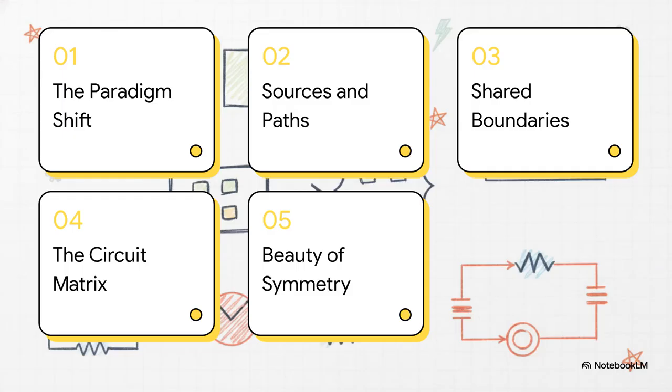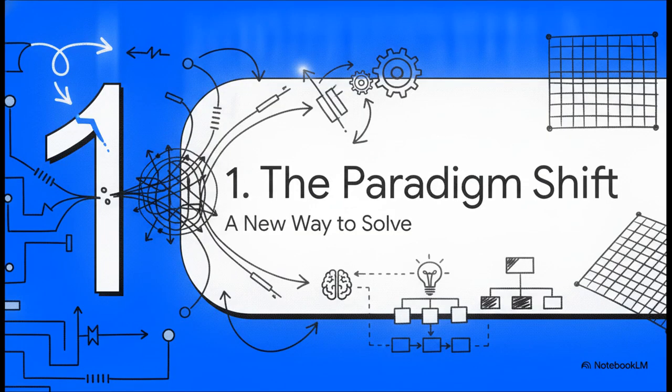Here is exactly what we're covering today. 1. The analytical paradigm shift. 2. Identifying sources and paths. 3. Rules of shared boundaries. 4. Constructing the circuit matrix. And 5. The beauty of symmetry. Let's dive in. Starting off with Section 1, the analytical paradigm shift.